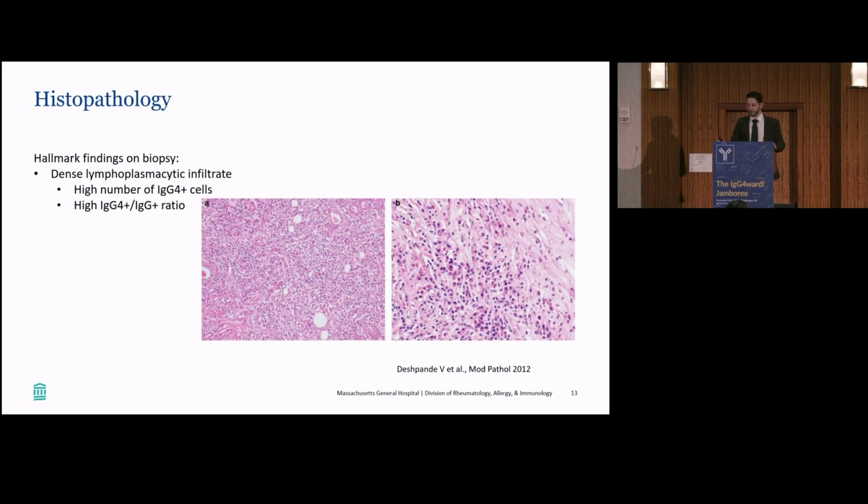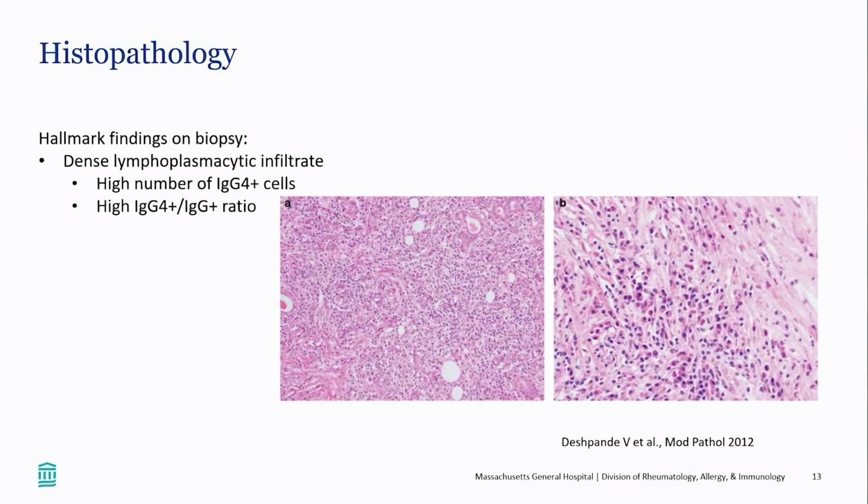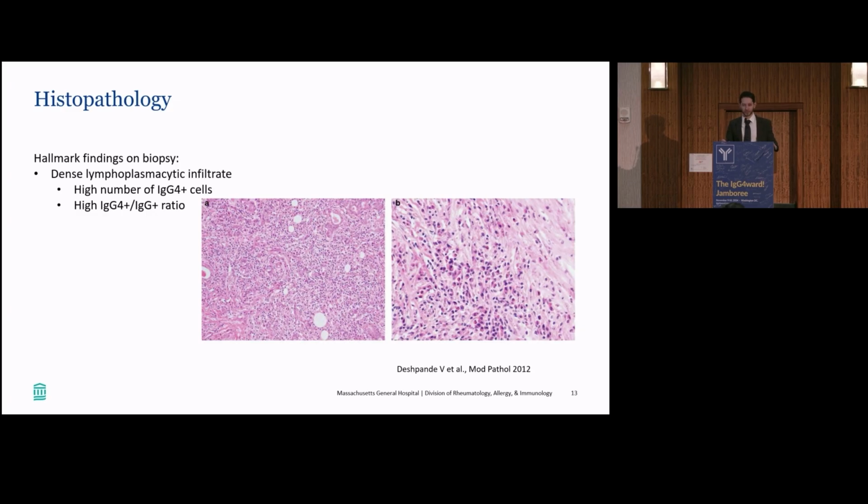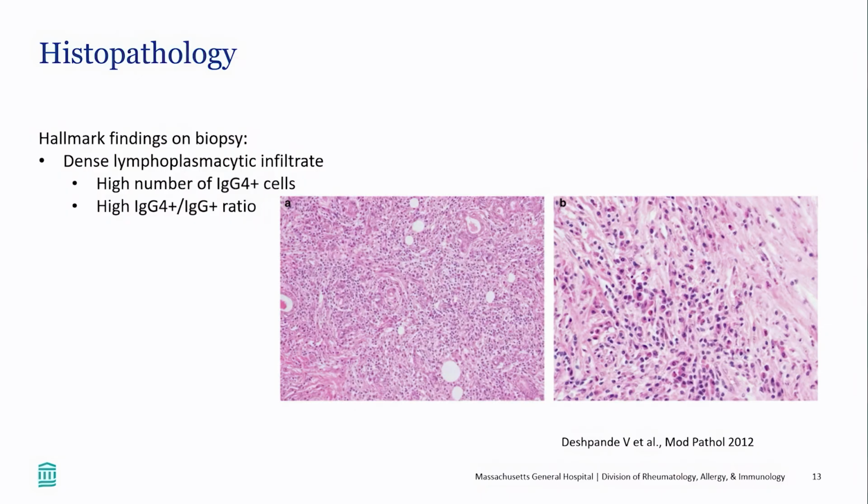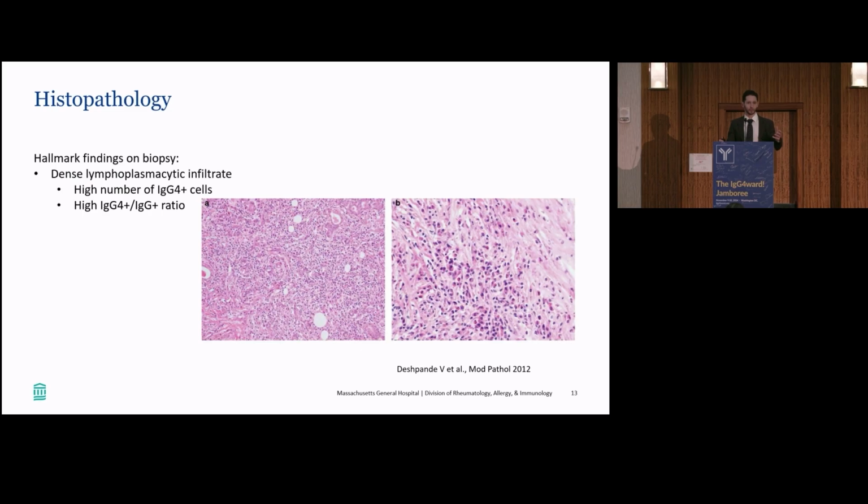The hallmark findings that we see in people with IgG4-related disease, Dr. Perugino and Dr. Khosrowshahi talked about these as well. We usually see a dense lymphoplasmacytic infiltrate, which is essentially just an immune infiltrate with very specific types of cells. And there's usually a high number of IgG4 positive cells and a high ratio of IgG4 positive cells compared to all of the IgG positive cells.